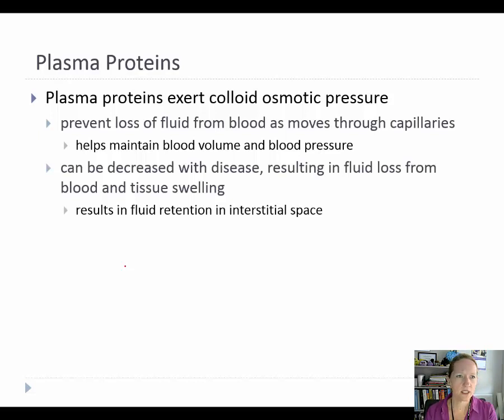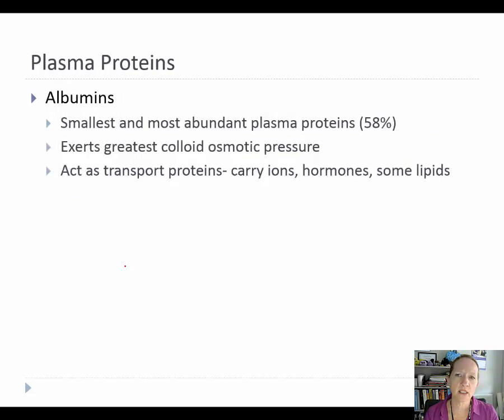So let's focus a little bit more on these plasma proteins, starting with the most abundant of all the plasma proteins, and that's albumin. About 58% are albumins, and they're actually the smallest of the plasma proteins. The biggest thing they do is have the largest effect on the colloid osmotic pressure. So if we lose a lot of these albumins, then that fluid balance is going to go awry as well. So we want to make sure that albumins stay constant in the bloodstream.